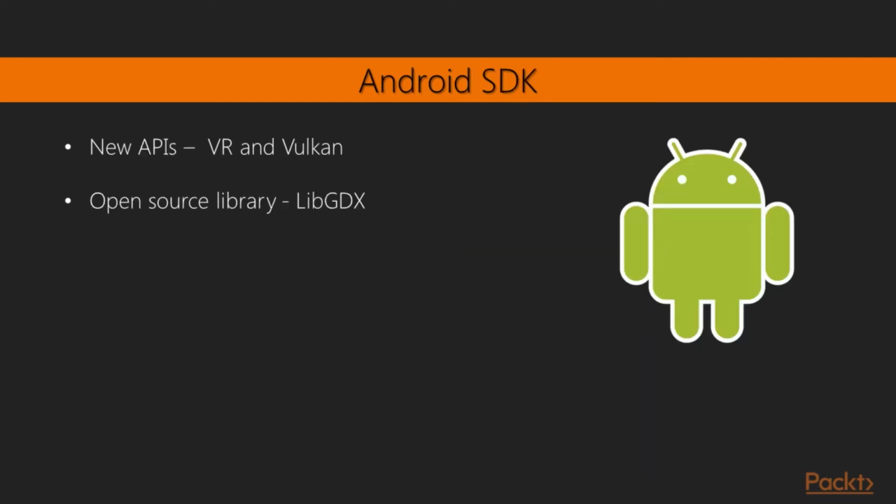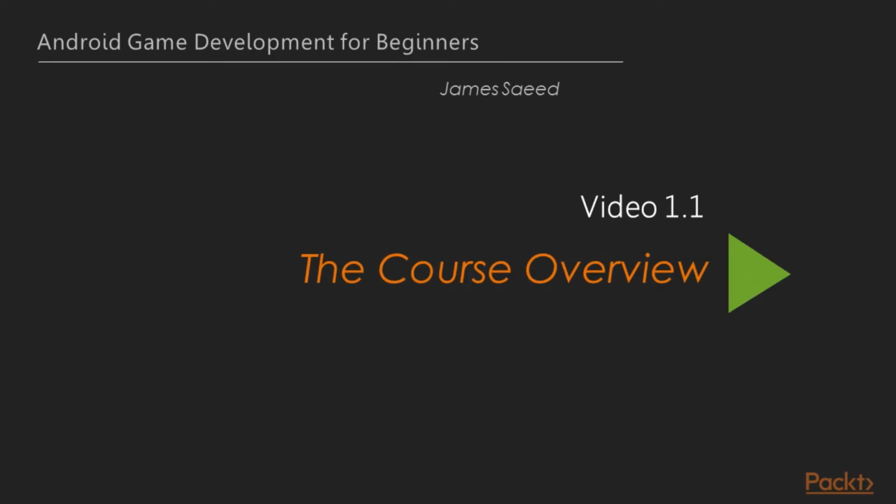The Android SDK is extremely powerful with creating games, despite what people may think, especially with new APIs introduced in Android N, such as VR and Vulkan. We'll also be using Libgdx, which is an open source cross-platform game development library that supports Android. It makes game development a lot easier and includes a slew of extra features. In this course, we will be going through both libraries to make a simple game.